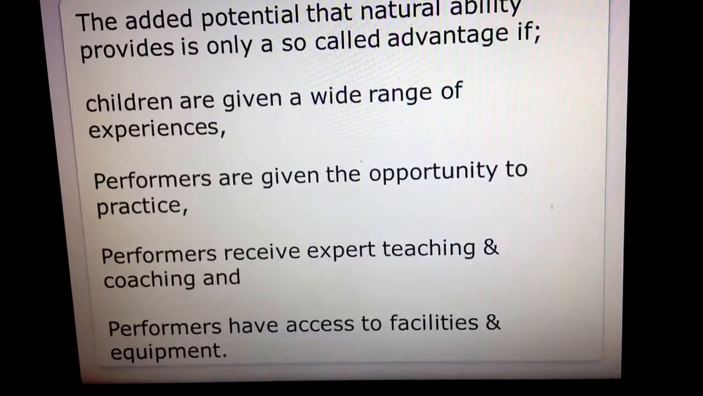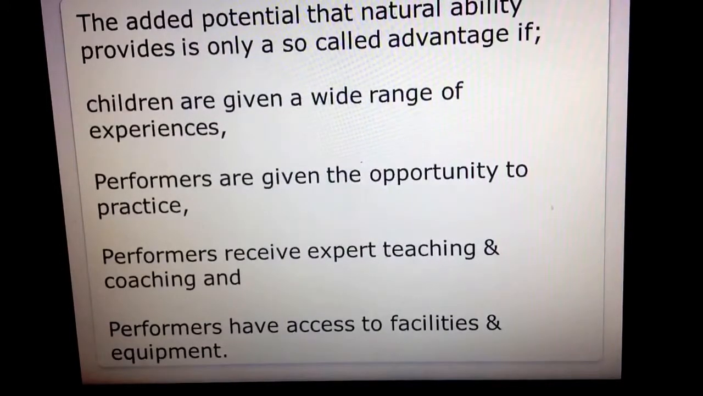If we receive expert teaching and coaching, pushing towards those sport-specific skills, we could learn those more quickly. Without that expert teaching, the advantage of our natural ability would be lost. And finally, we need access to facilities and equipment in order to practice using our natural ability within different sporting contexts, to allow us to use that advantage of inheriting those abilities in the first place.